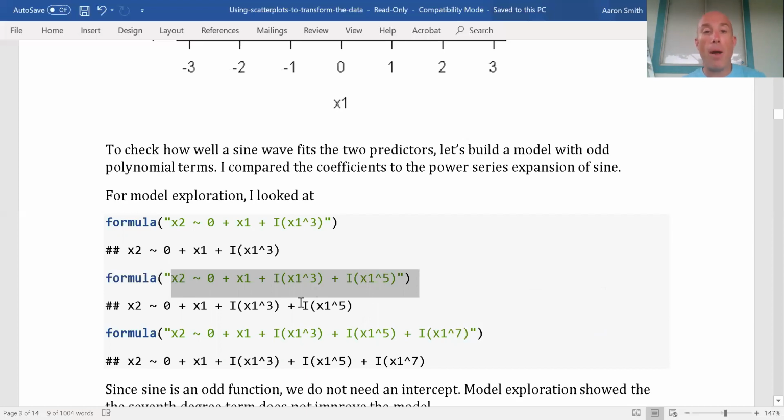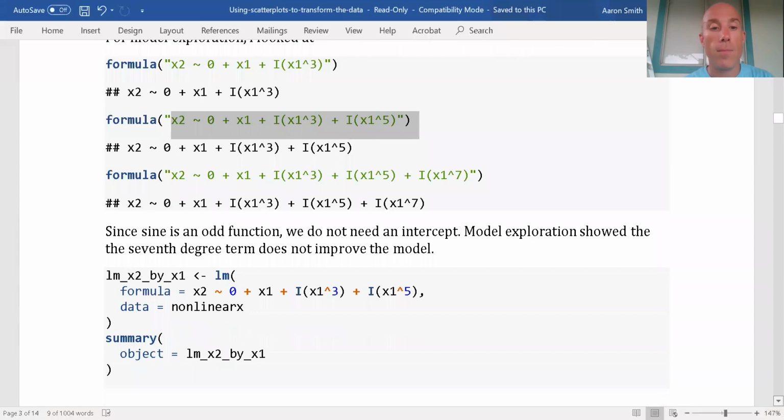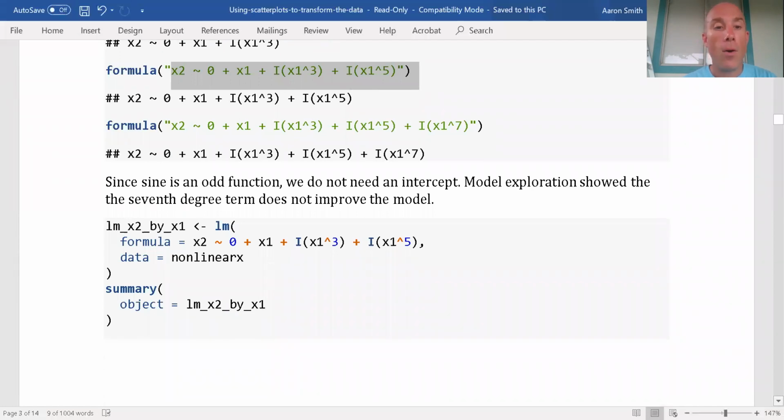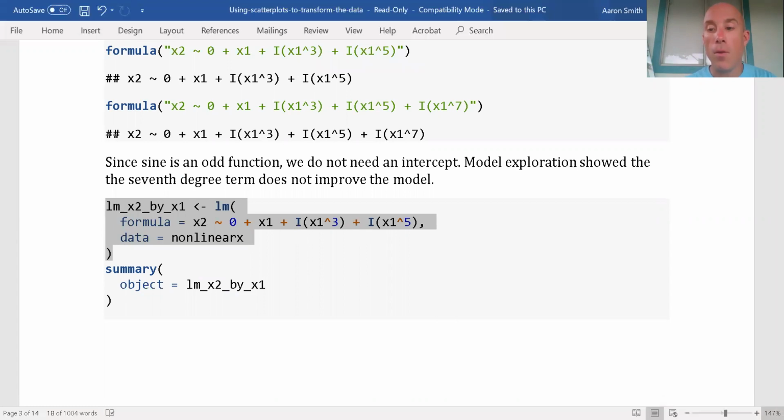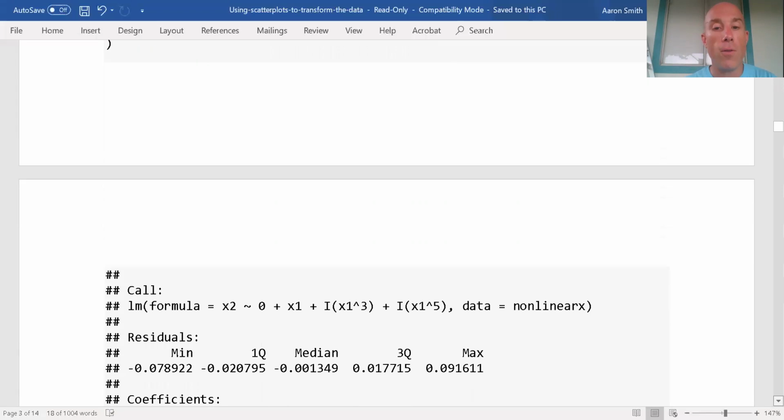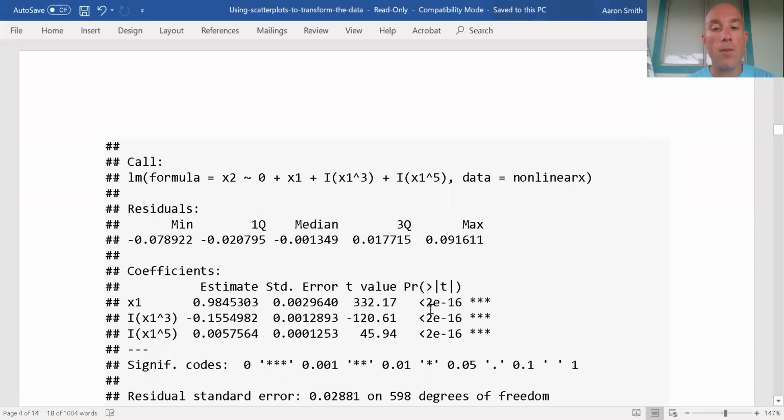And so on my next step, I built the model using this formula, and then I compared the coefficients to the power series expansion of sine. If it is a regular vanilla sine wave, these should be very close to each other. All right, so I go through and I build the model. I call it linear model x2 by x1. And then I do the summary so I can look at the coefficients. I can see that everything is statistically significant.